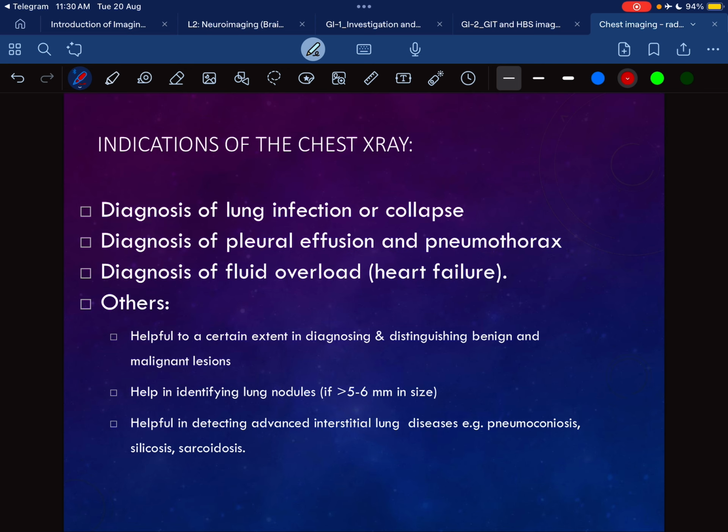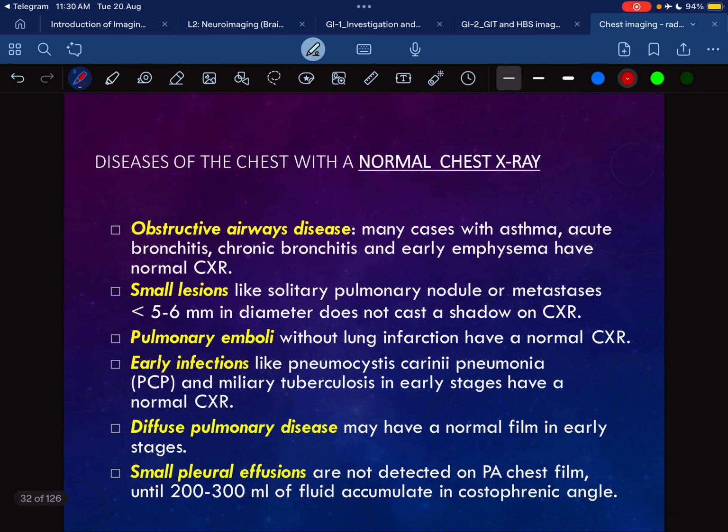This is an important thing. What things can be normal in chest X-ray? Asthma, emphysema, very small nodules less than 5 millimeters, PE, infections like BCG or TB, diffuse lung disease like cystic lung disease, small effusion. Those findings can look normal, and having a normal chest X-ray does not mean you send your patient home. You're not dealing with a machine, you're dealing with a patient. So if you think your patient is sick, you need to do additional work after that.